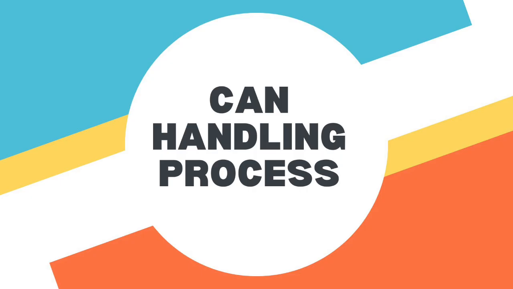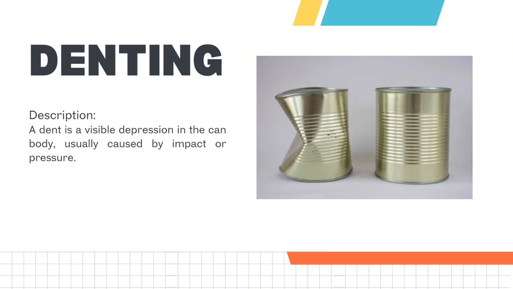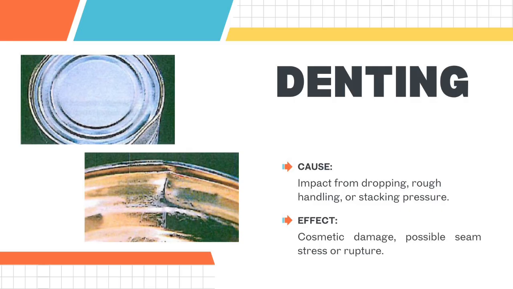Now, let's shift to handling defects, starting with denting. Denting occurs when the can is hit or pressed, causing a visible depression or deformation. The most common causes are dropping the cans, especially during transportation, using rough conveyor systems, or improper stacking in storage. So denting is when the can gets dented.